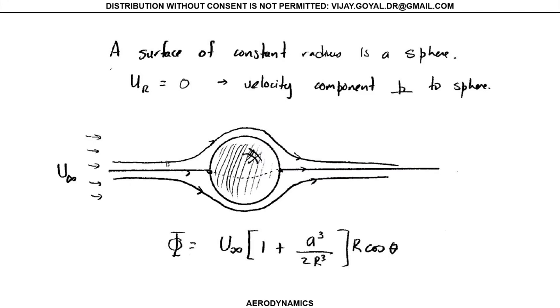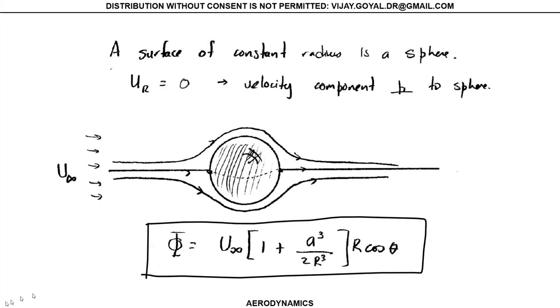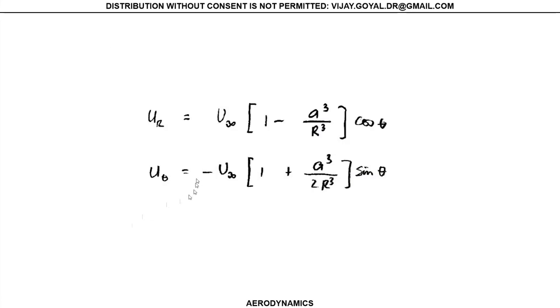So if I want to find what happens here, know that the surface of constant radius r is actually a sphere. And the component u_r will be 0, perpendicular to the sphere. Okay, so this is my velocity potential, and we have seen this before. If you remember one of your previous homeworks, actually we had this expression. You just didn't know where it came from, so now you do.